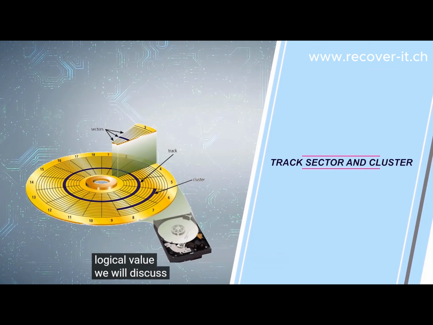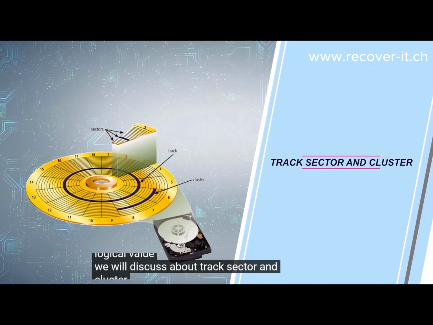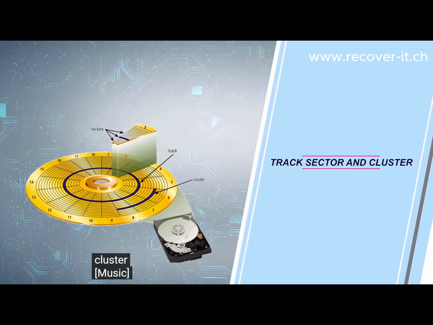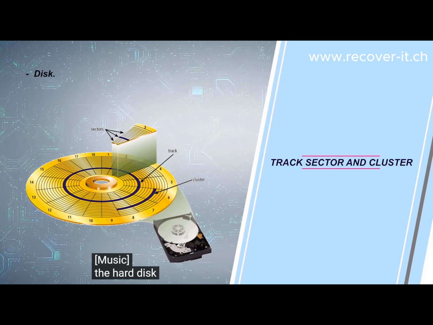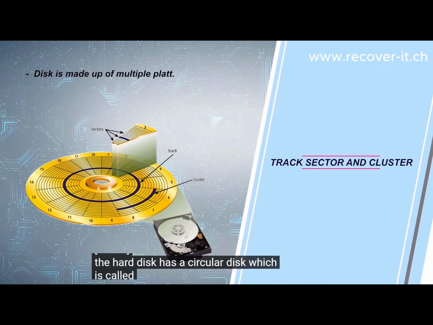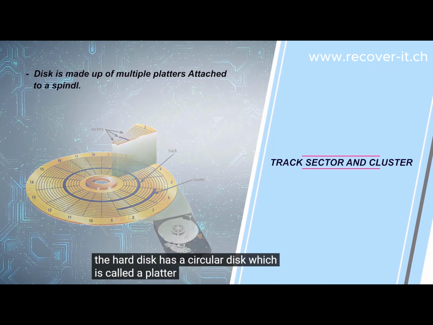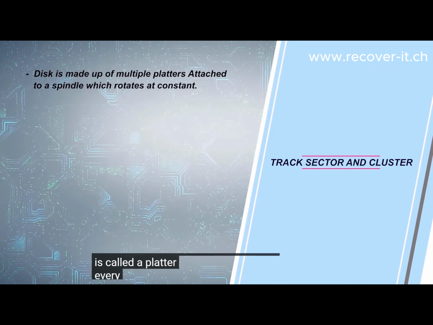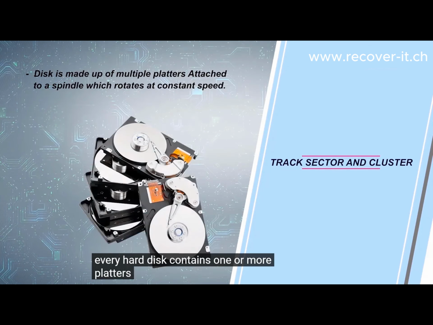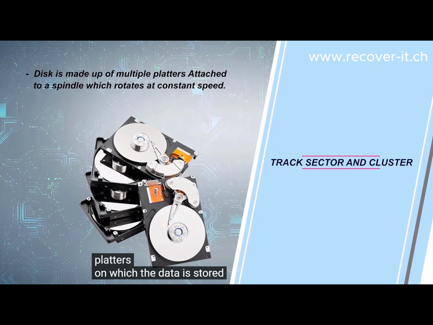In this video, we will discuss track, sector and cluster. The hard disk has a circular disk, which is called a platter. Every hard disk contains one or more platters, on which the data is stored.